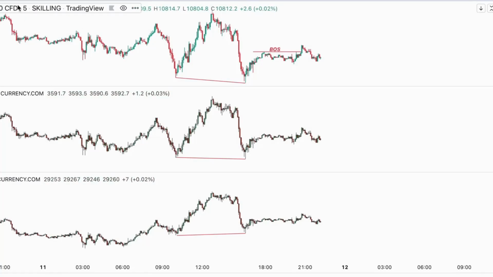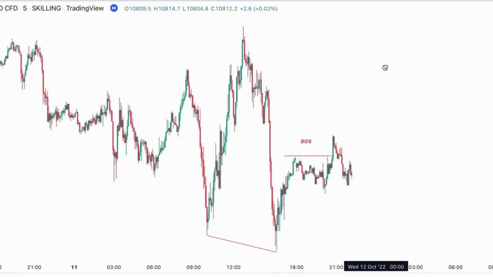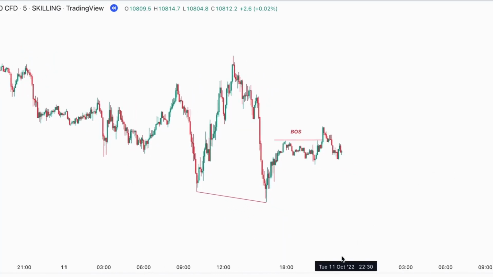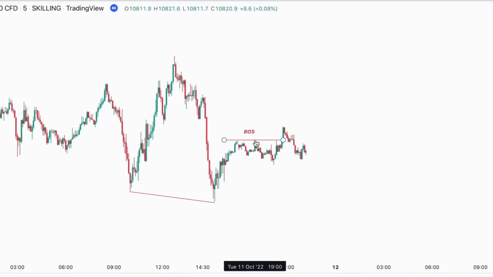In this example, we are using a 5-minute Nasdaq chart. We have a bullish divergence between the three indices. While Nasdaq and US 500 made a lower low, Dow Jones made a higher low. If we suppose that we are trading the Nasdaq index and we spotted this bullish divergence, we have to wait for a bullish break of structure to get more confirmation.